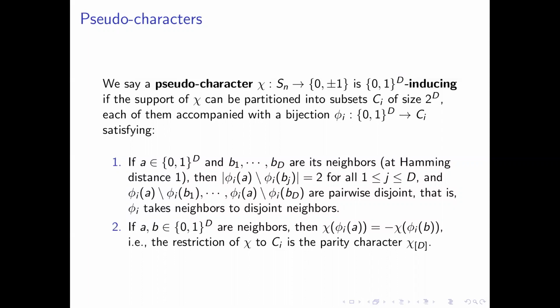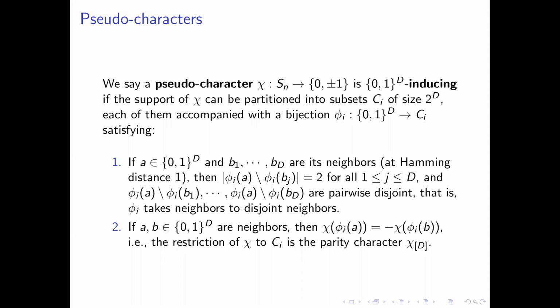And the reason why we're calling such a function a pseudo-character is that it's reminiscent of the characters on the hypercube. Of course, the characters on the hypercube don't have a 0, but we'll see momentarily that these chi's are going to serve the same role as characters did on the hypercube.